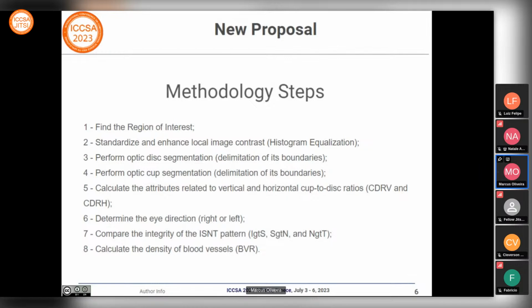Continuing. Number 5, calculate the attributes related to vertical and horizontal cup-to-disk radius. 6, determine the eye direction, right or left. 7, compare the integrity of the ISNT pattern. And finally, number 8, calculate the density of the blood vessels.